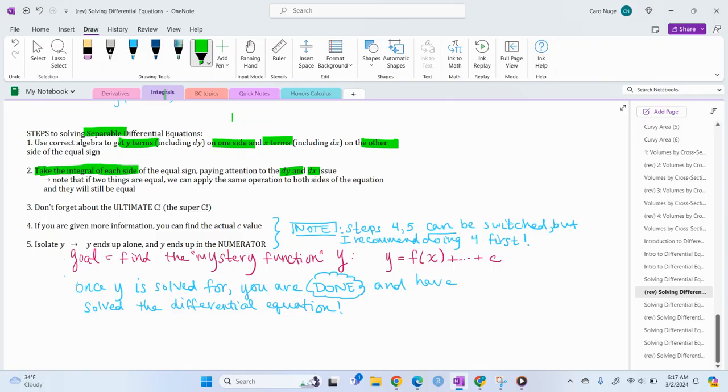You are allowed to do the integral of each side because remember, just like with algebra, you can add 2 to each side or divide each side by 3. You can take the integral of each side if you do the same operation to both sides.